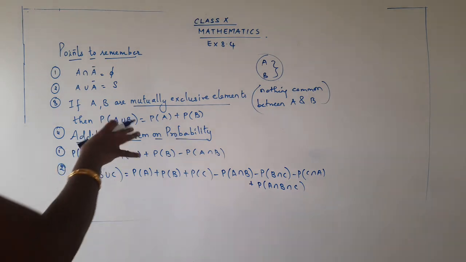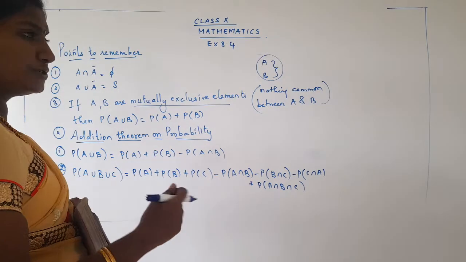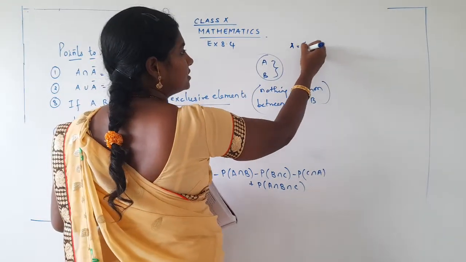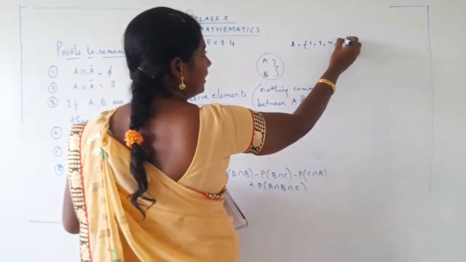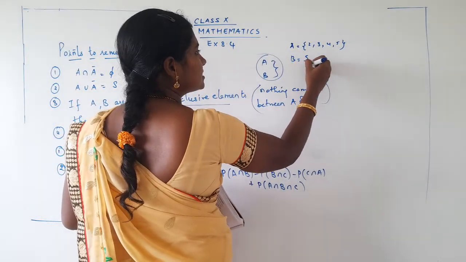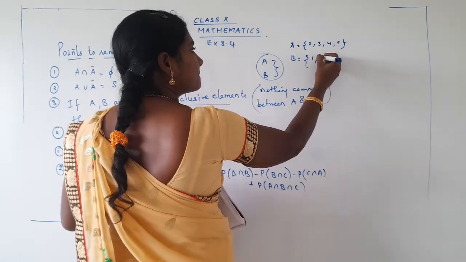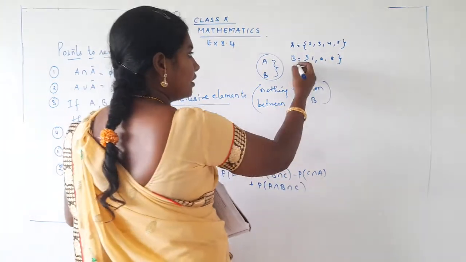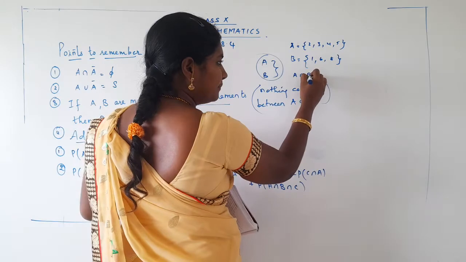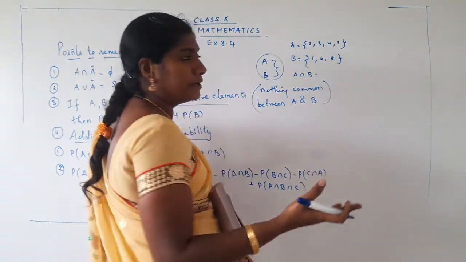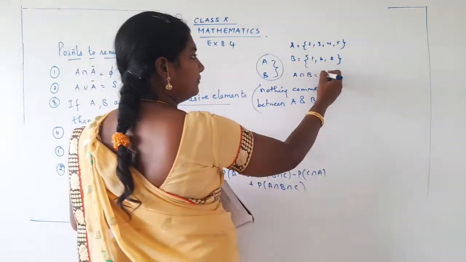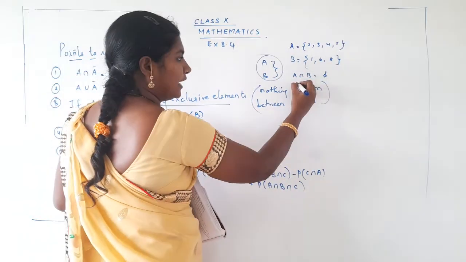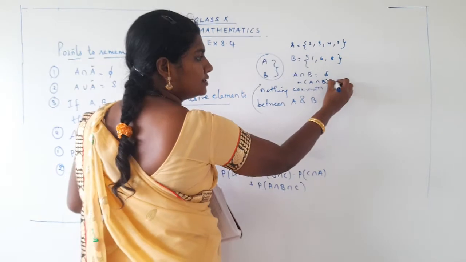Okay, so just understand the meaning of mutually exclusive. I'll just give you one example. If I take the event A as 2, 3, 4, 5 and the event B as 1, 6, 8, and I take the intersection, I don't have anything common in A and B. So this is empty. So N of A intersection B will be 0.